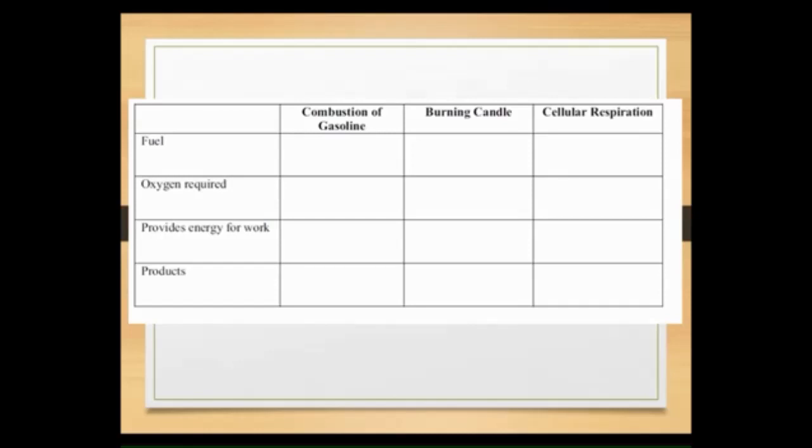So I wanted to talk first of all a little bit about how your car works in the combustion of gasoline. I want to think a little bit about burning a candle, and we'll be able to compare that to cellular respiration. So let's look first at the fuel. We know that when you fuel up, you put gasoline in your car, and gasoline has a lot of carbon, hydrogen, and oxygen. It's very similar actually in structure to glucose, which we know is going to be the fuel for cellular respiration. And if we want to, we can remind ourselves that it's C6H12O6.